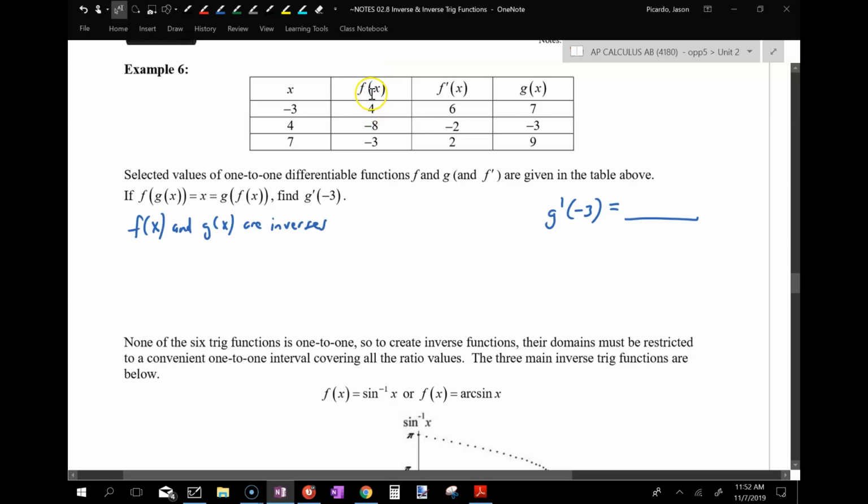Look at F. These are 3 points that are on F, right? I got -3, 4. I got 4, -8. And I got 7, -3. Now, what are the points? So let me write this down. On F are the points -3, 4, 4, -8, and 7, -3.